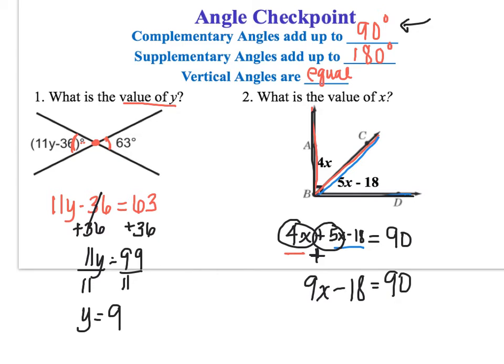Go ahead right now and solve for x on your own. Alright, so let's quick check your math. We should have added 18 to both sides. Got a 9x equals 108. Divide both sides by 9, and we get x equals 12. And I was looking for the value of x, so I am done with this one.